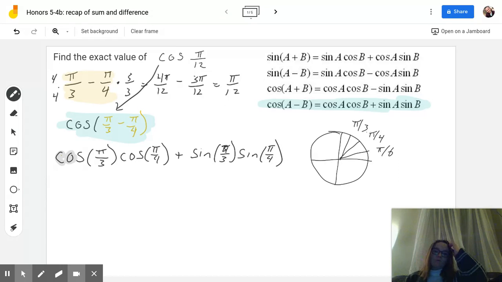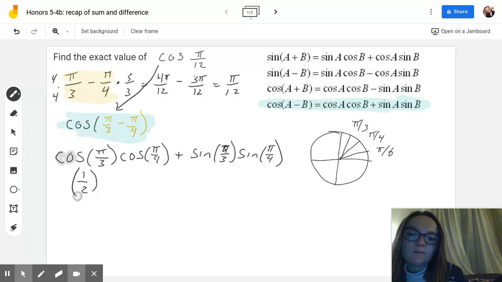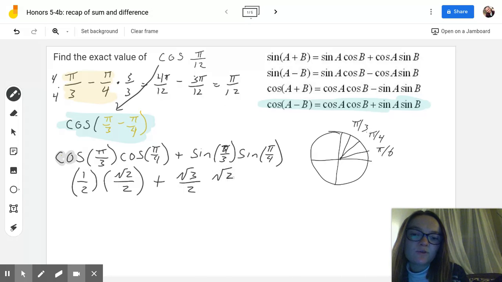These are all really easy to evaluate because they're on my unit circle. First one, cosine of pi over 3. Cosine of pi over 3 is a half. You can use your unit circle there. Cosine of pi over 4 is radical 2 over 2. Plus sine of pi over 3. Well, sine of pi over 3 is radical 3 over 2. Sine of pi over 4 is radical 2 over 2.